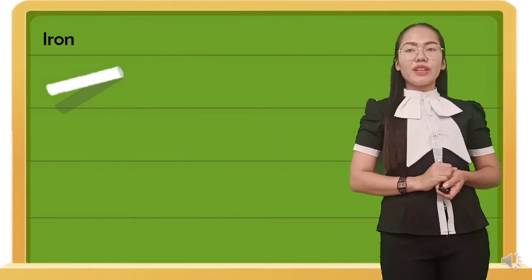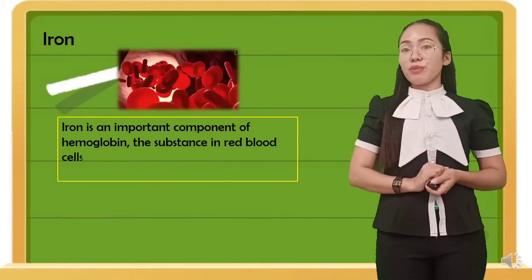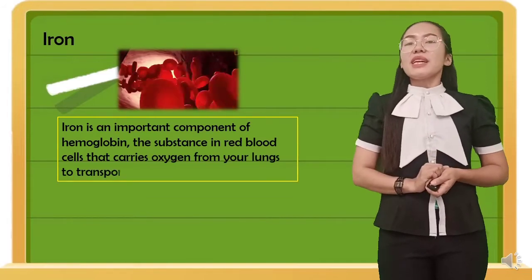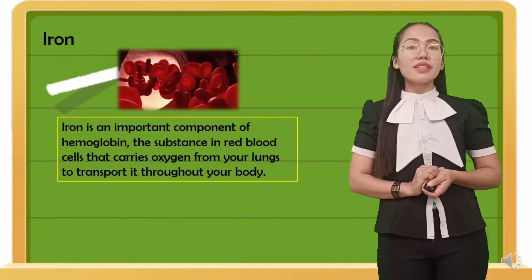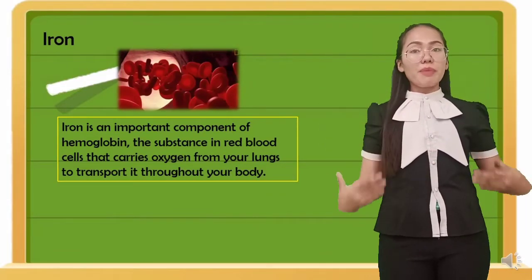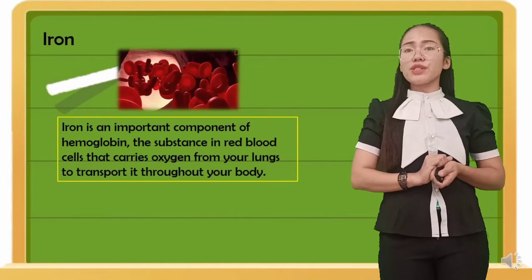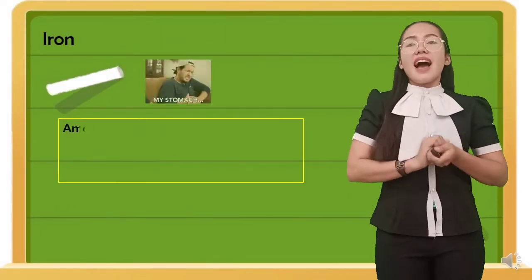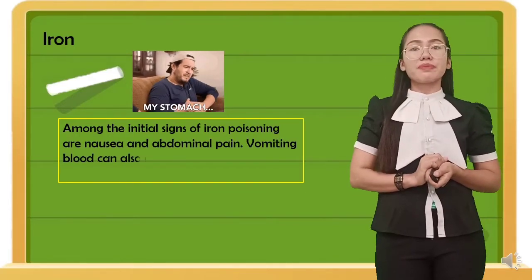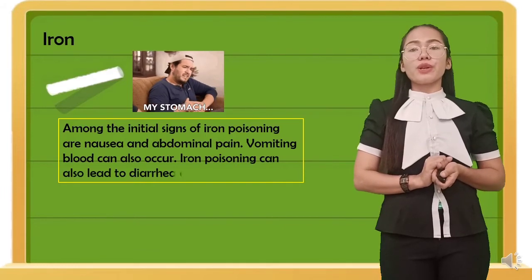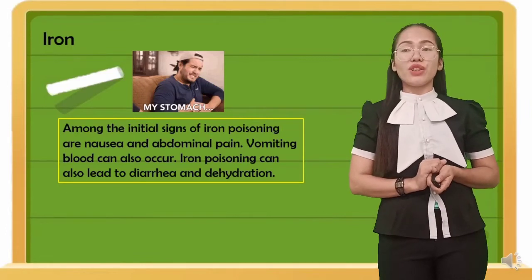Next, we have iron. Iron is an important component of hemoglobin. Do you remember hemoglobin? Very good. Hemoglobin is the substance in red blood cells that carries oxygen from your lungs to transport it all throughout the body. Are you aware that there is an iron poisoning? Yes. Among the initial signs of iron poisoning are nausea and abdominal pain. Vomiting blood can also occur. Iron poisoning can also lead to diarrhea and dehydration.